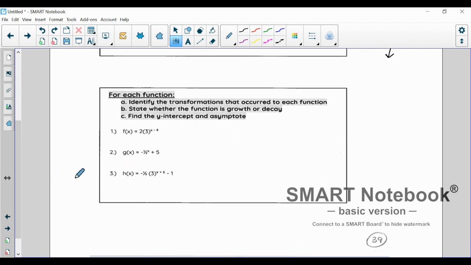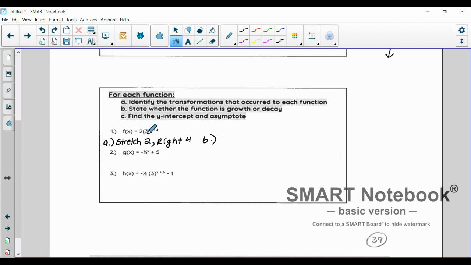So for each of these, let's say what the transformations are, whether it's growth or decay, and find the key features. So I notice the 2 here, so that's a stretch of 2. And I see the -4 in the exponent. That controls going left and right, so this is going right 4.